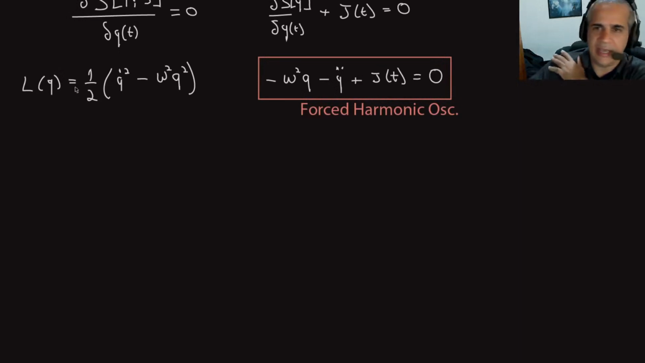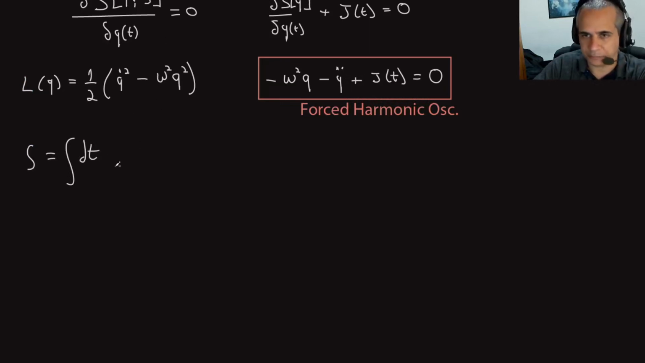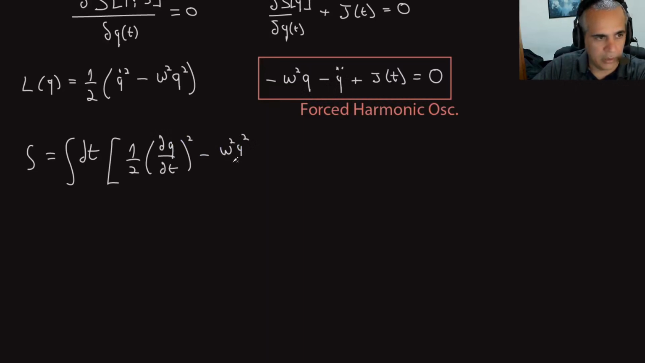So I have to rewrite the action in a more convenient way. I will stick with the forced harmonic oscillator. So my action now is given by the integral in time of the Lagrangian, which is half, let me write it like this: (del q del t) squared minus omega squared q squared, over 2, plus jq. Everyone here is a function of time, right? I'm bringing the integral of time outside, and that's the action.